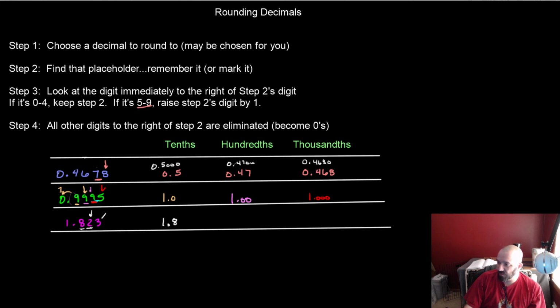I'm looking at the 2, but then I'm comparing it with the 3. So 3 is between 0 and 4. So therefore the 2 stays. This becomes 1.82. And then it says round to the thousandths. Well, I only have thousandths. That's as far as it goes. So what's next? A 0. And a 0 stays put. So that would be our thousandths.